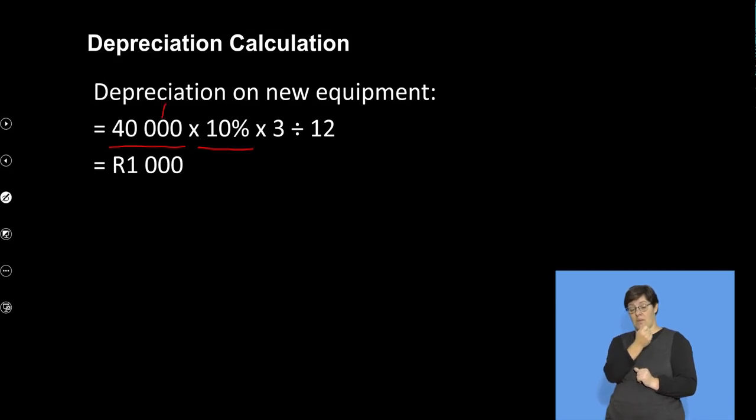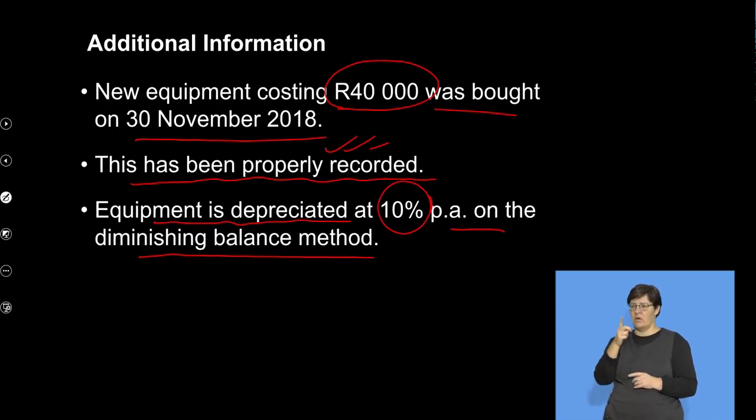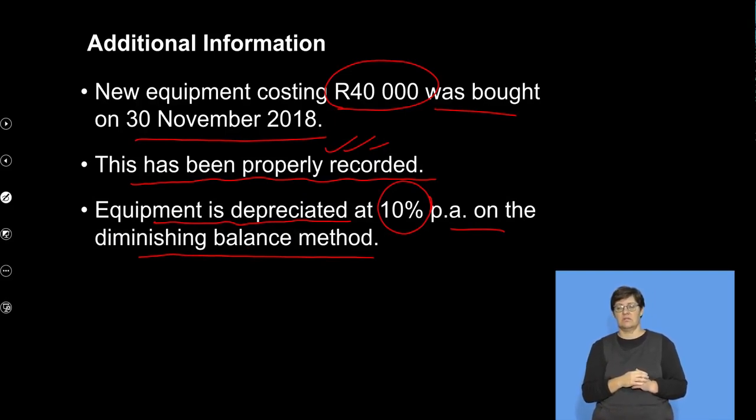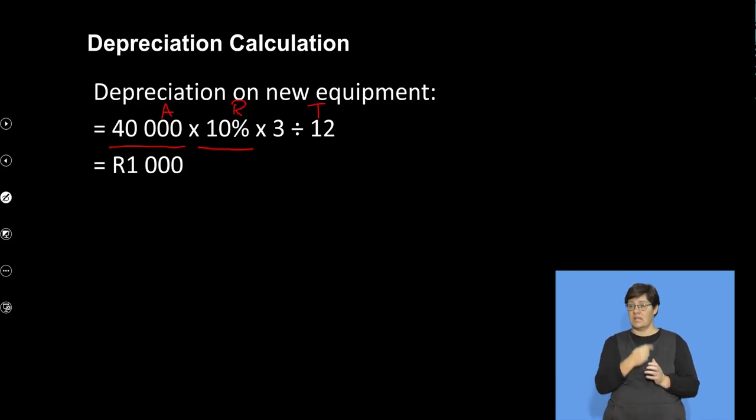So the amount, the R and the time, when did we buy this equipment? Obviously they must have given you a figure. This equipment was bought on the 30th of November. So it's obviously the 3 months you're working for will be December, January, and February. So therefore, in your calculation now, you say 40,000 is your new equipment.